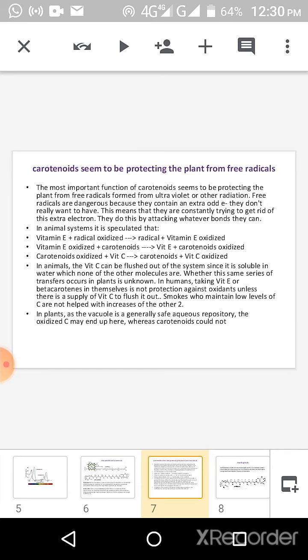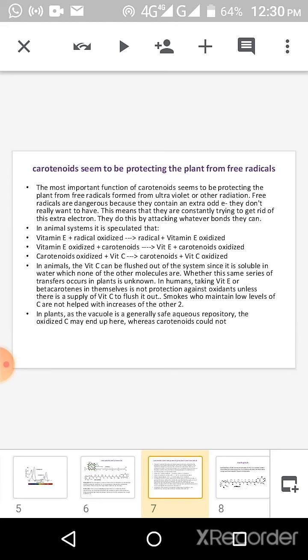In animal systems, it is speculated that vitamin E plus oxidized radical gives a radical plus vitamin E which is oxidized. Vitamin E oxidized plus carotenoids gives vitamin E plus carotenoids oxidized. Carotenoids oxidized plus vitamin C gives carotenoids plus vitamin C oxidized. That is, vitamin C is protecting. In animals, the vitamin C can be flushed out of the system since it is soluble in water, which none of the other molecules are. Whether this same series of transfers occurs in plants is unknown.